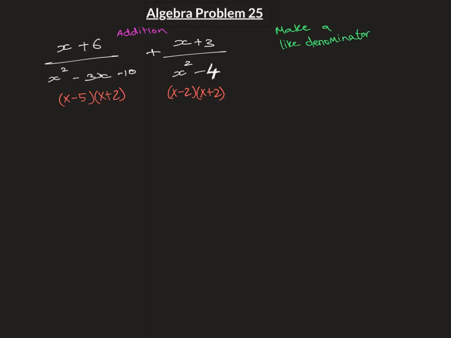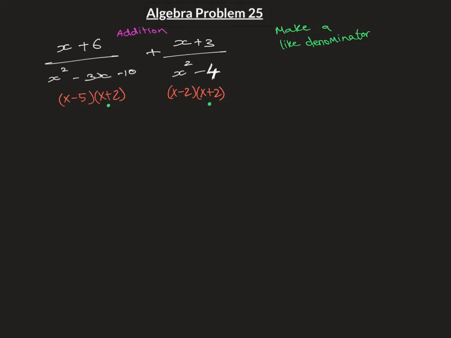And the way you do this is, let's take our fraction, our denominator on the left side, x minus 5 times x plus 2. So x minus 5 times x plus 2. Now let's take our fraction on the right. We have x minus 2 times x plus 2. Do we have anything common in there? We do. So let's go ahead and just put something under it to signify that it's already there.